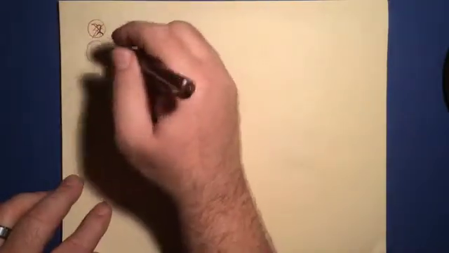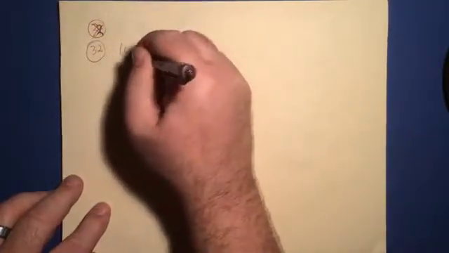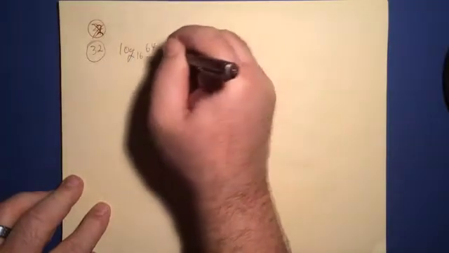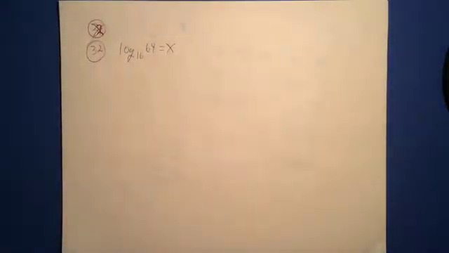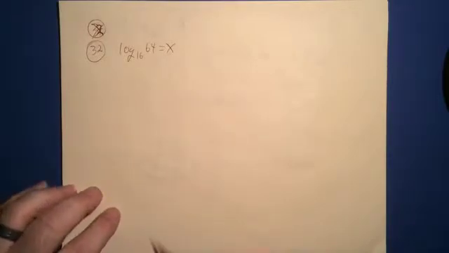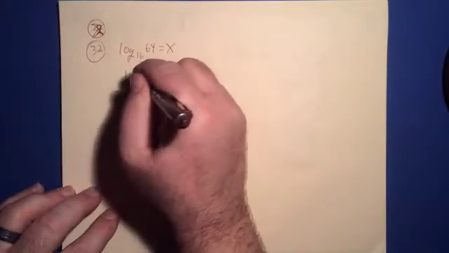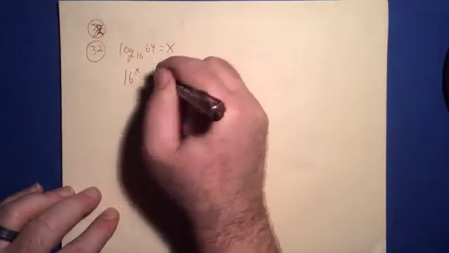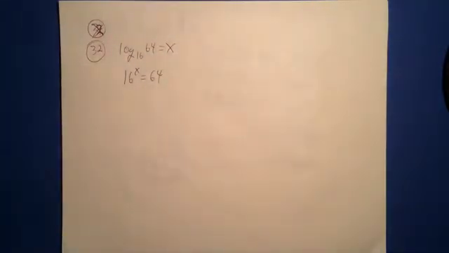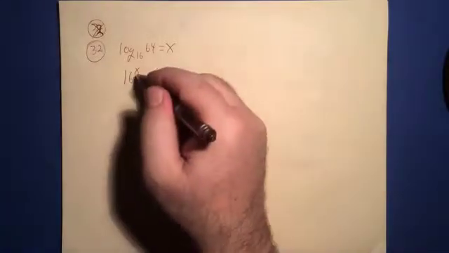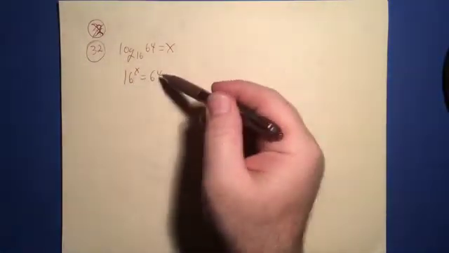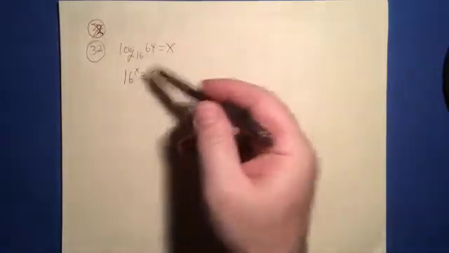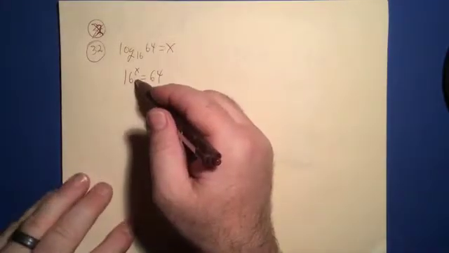So 32 is going to be log base 16 of 64, and I want to know what that's going to equal. The way this is done is very similar to the question we just did. When I write this in exponential form, this is going to be 16 to the x is going to equal 64. Well, now these have a common root of 4 too, but I'm going to go with 4 because that's an easier one to deal with.